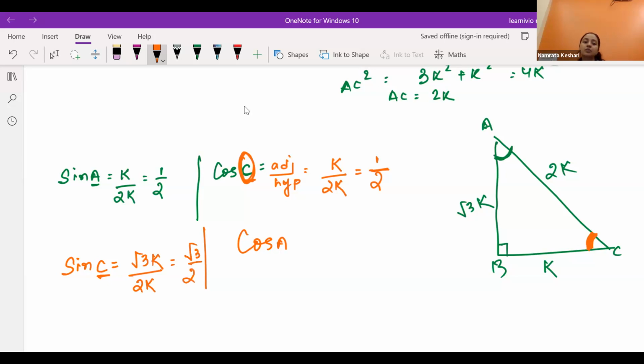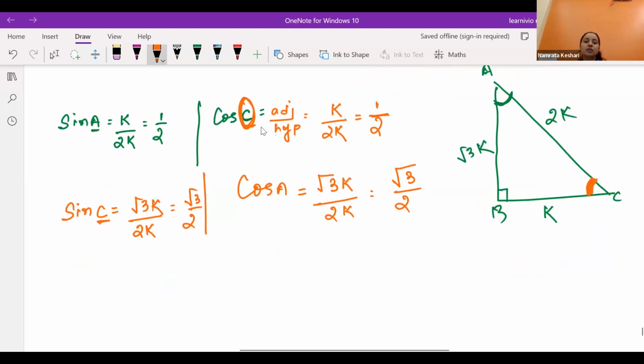So root 3 by 2. Similarly, cos A will be adjacent over hypotenuse. Now, which side is the adjacent side? Root 3, over the hypotenuse. Let me know whether this part is clear to everyone, yes or no. Is it clear? Okay, so let's continue.